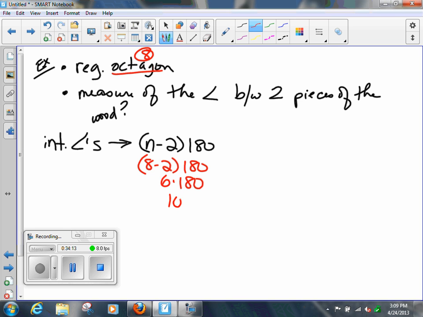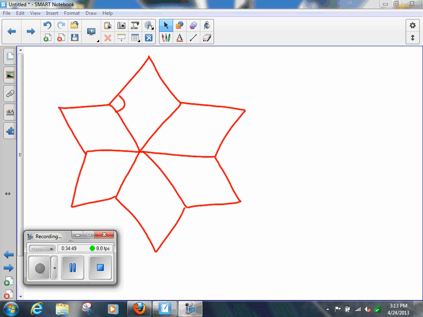1080? Okay. What am I going to do with 1080? And why are the angles congruent? Because it's a regular polygon. So divide 1080 by 8, and what do you get? 135 degrees. So on that clock, every interior angle is going to equal 135 degrees. Do you guys agree? Does it make sense? All right. Look at the next.